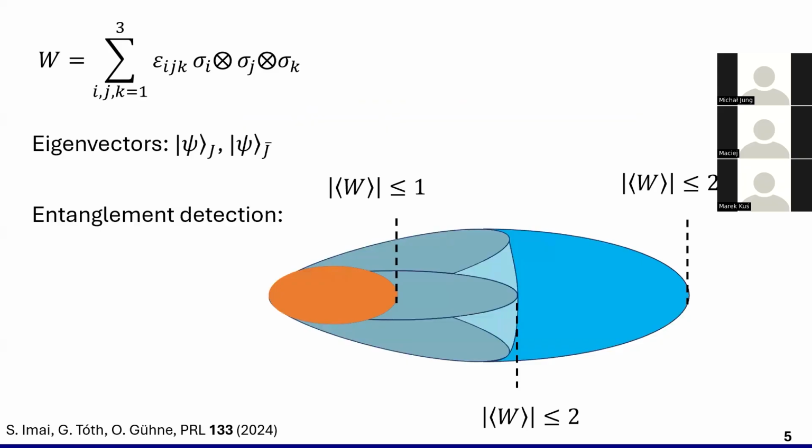So we can use it as an entanglement witness. If we consider the maximum expectation value for all separable states, we get that this is upper bounded by 1. For all biseparable states, we get it is upper bounded by 2. And the algebraic maximum for all quantum states is 2 times square root 3. And we find that this bound is saturated by our chiral eigenvectors. And yes, these are nice properties.